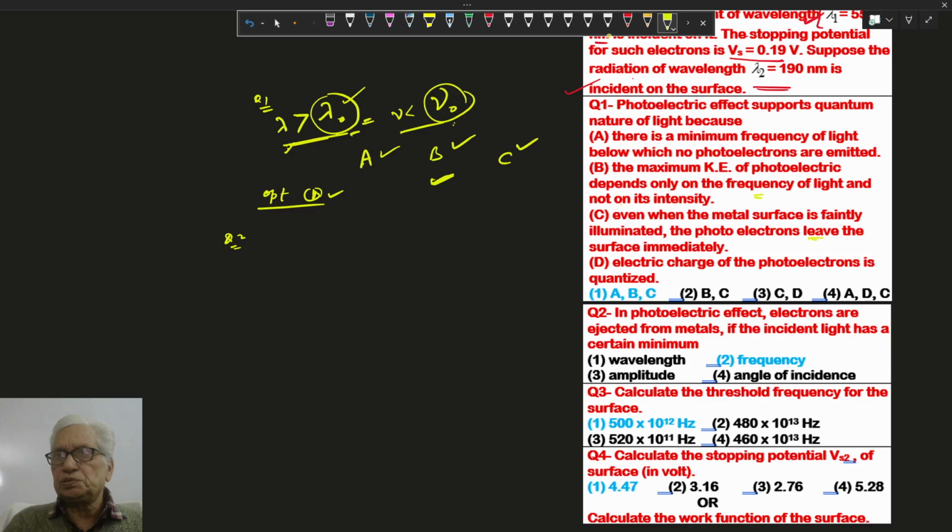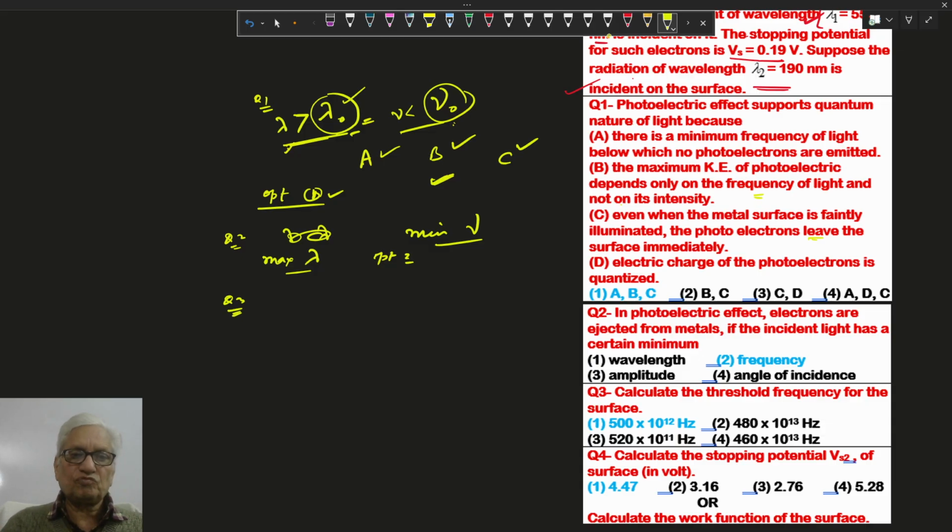Now question 2. In the photoelectric effect, electrons are emitted from the metal surface. The incident light has a certain minimum frequency below which there is no photoelectric effect, and this frequency is called minimum frequency and maximum wavelength. So for question 2, option 2 is correct. Now question 3: calculate the threshold frequency.